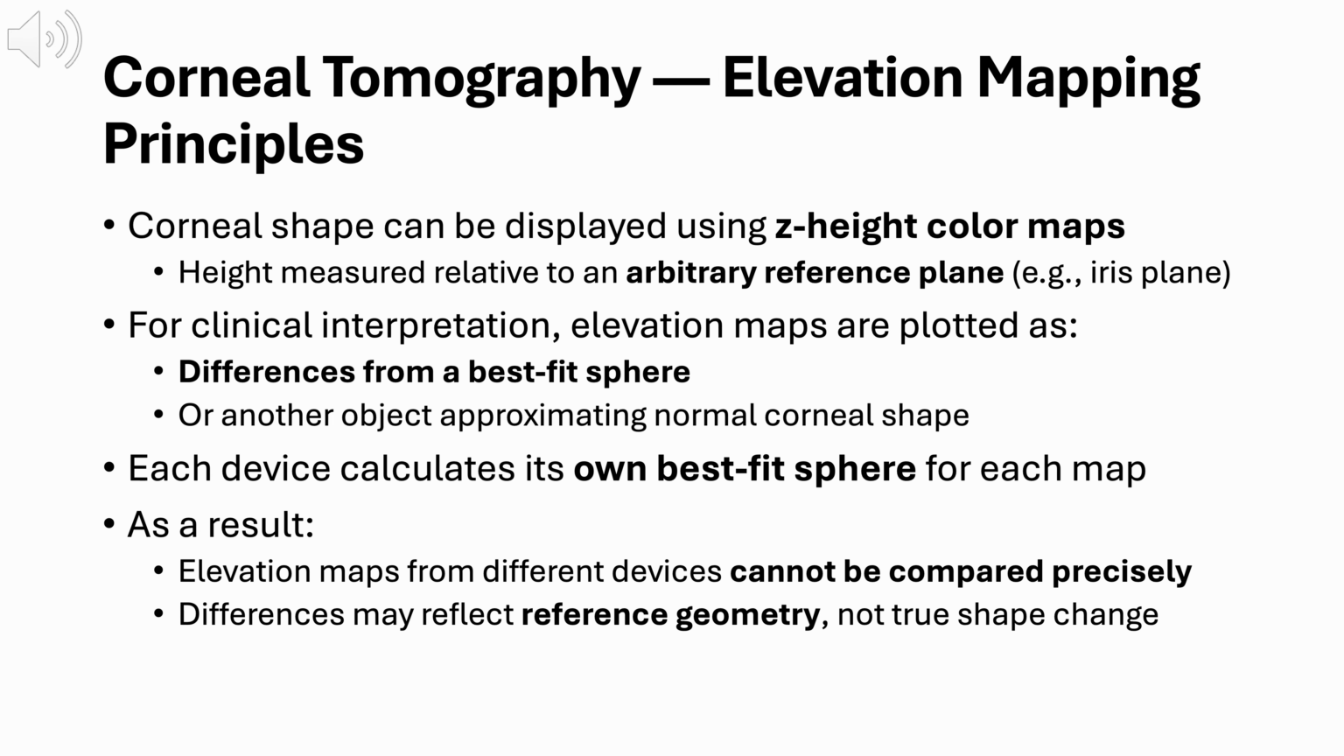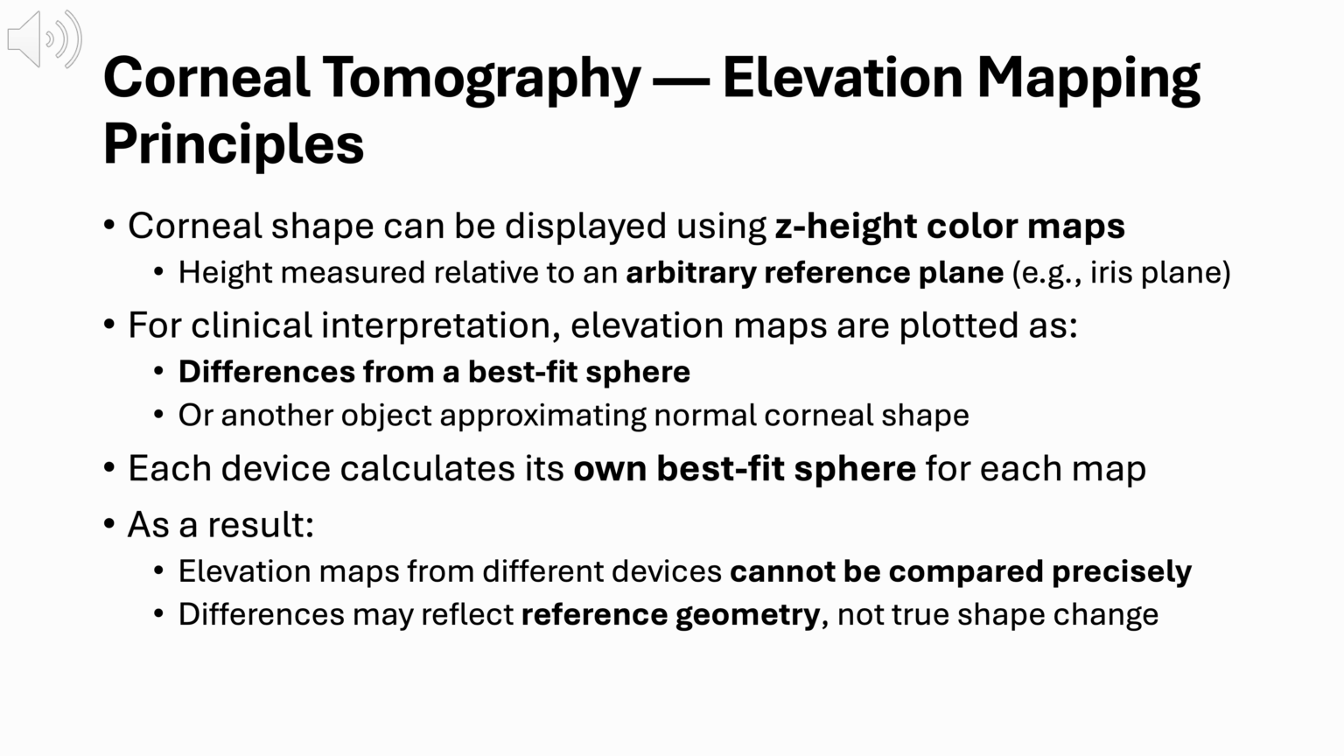For clinical interpretation, we don't usually look at raw height. Instead, elevation maps are displayed as differences from a best fit sphere, or sometimes another reference surface that approximates a normal cornea. In other words, the map answers the question, how much does this cornea deviate from an idealized shape?